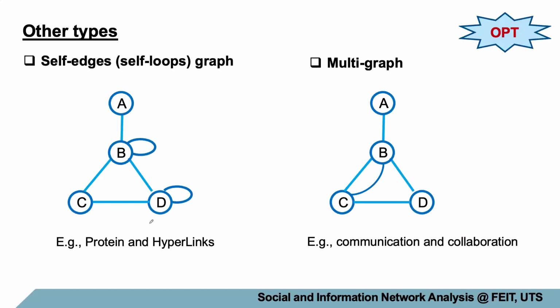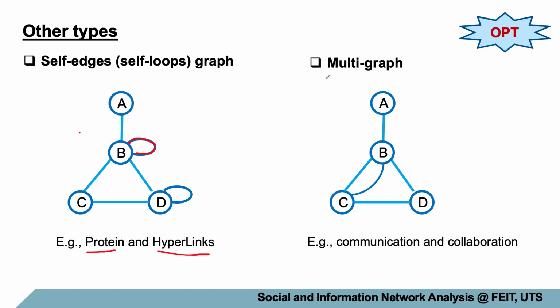And there are also other types of graphs, like self-edges graph. That is, in the graph, self-edges are allowed. We call this kind of graph self-edges graph. For example, in protein graphs, the same type of protein can have interactions, but also like hyperlinks in a web page. A web page has a hyperlink to itself.